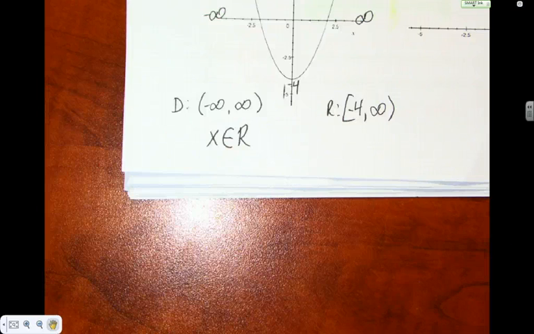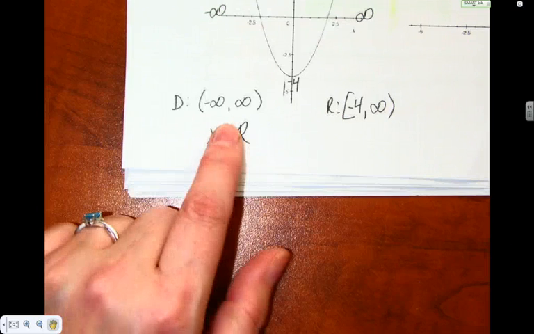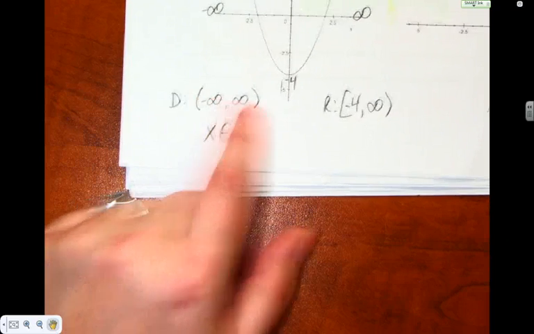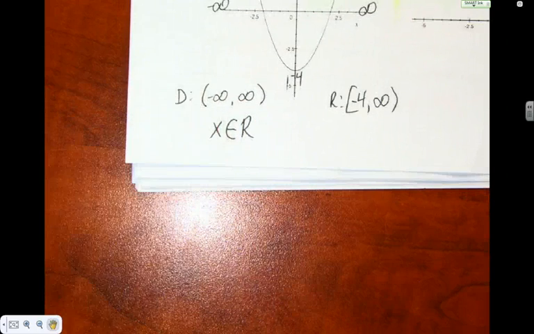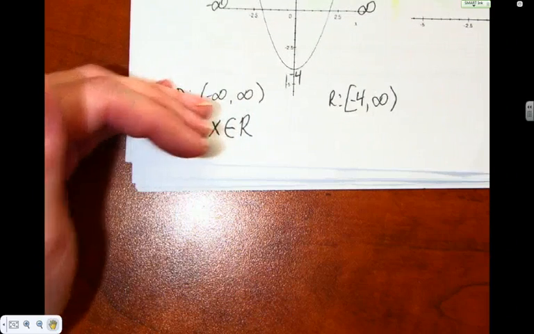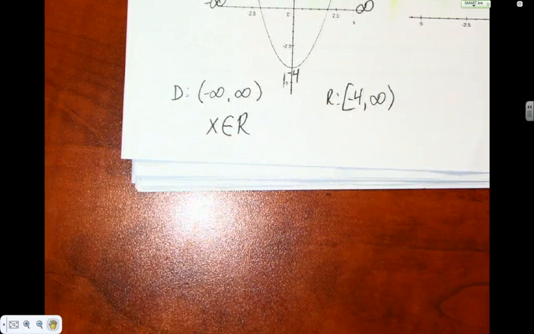And what does it mean if x is a real number? It's every number from negative infinity to infinity. Those are your two choices. You're either going to use the first one, which is interval, or the bottom one, which is set. Whew, questions so far?